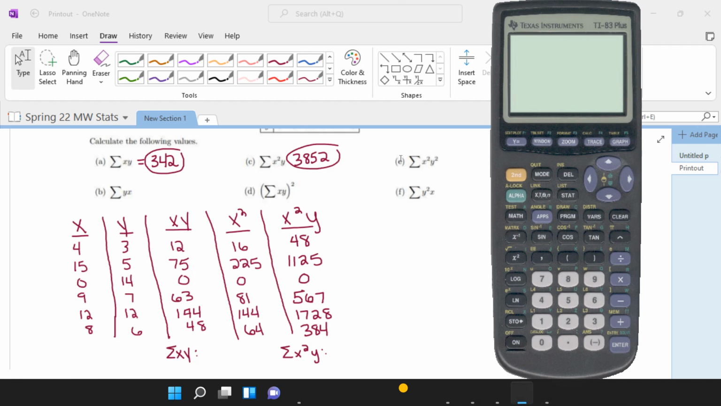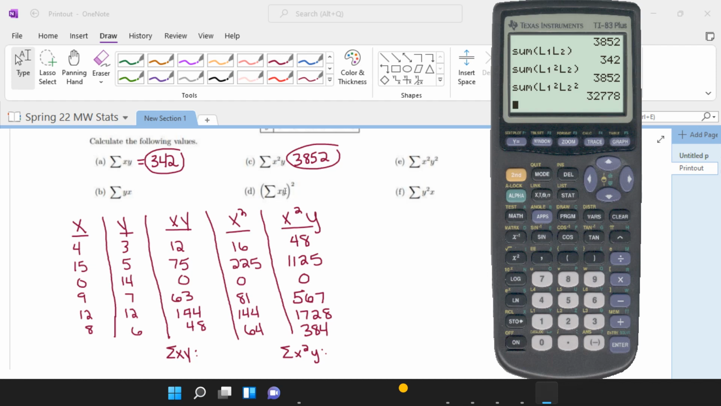Okay, so real quick for these, for E, you would do the sum, so second list, math, sum, and then I would want L1 squared, and then L2 squared. So that should be 32,778. Then this is sum of yx. That should be 342 also, because x times y times x. Same thing, commutative property there.